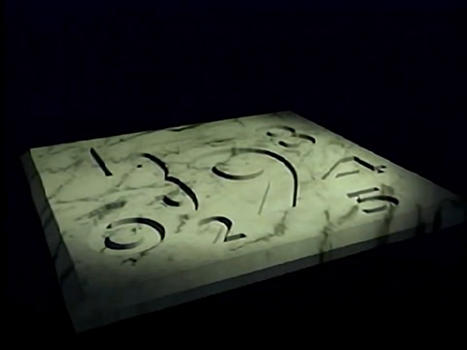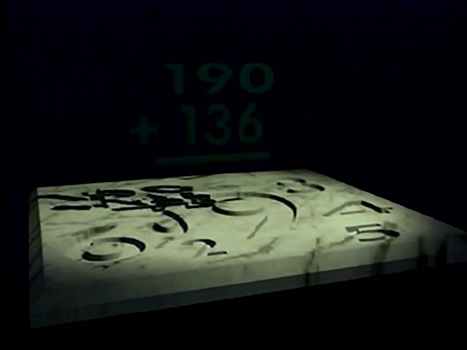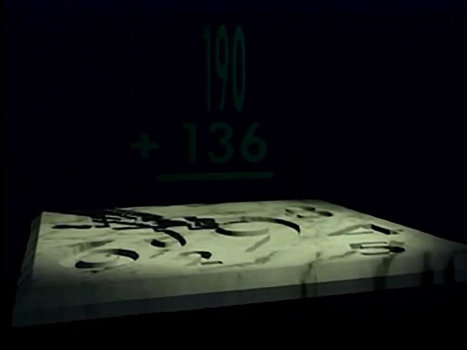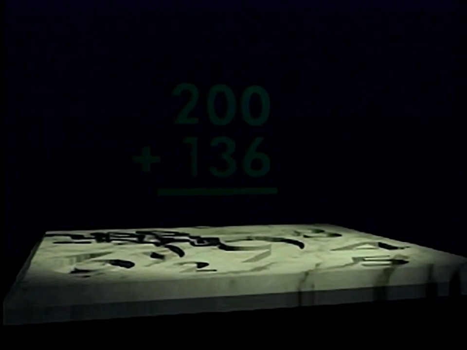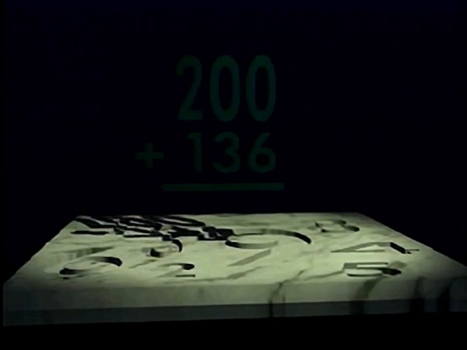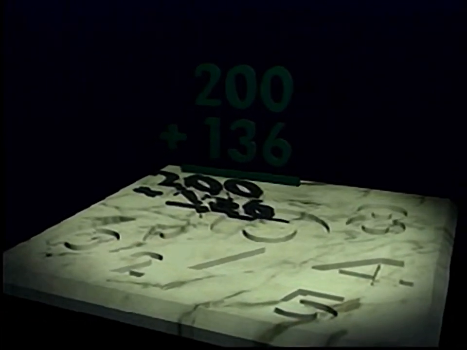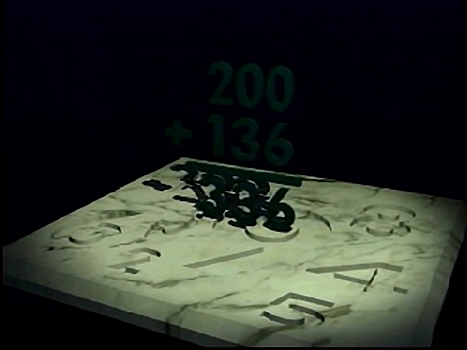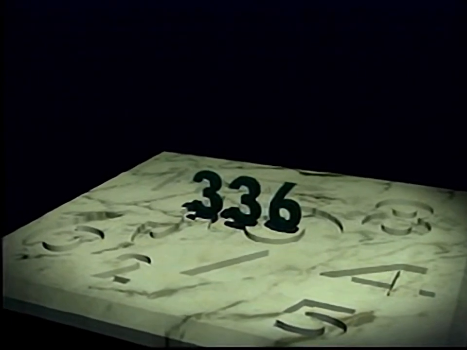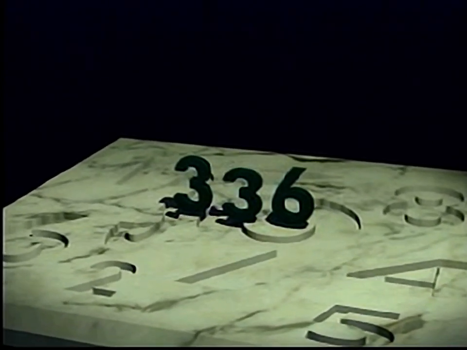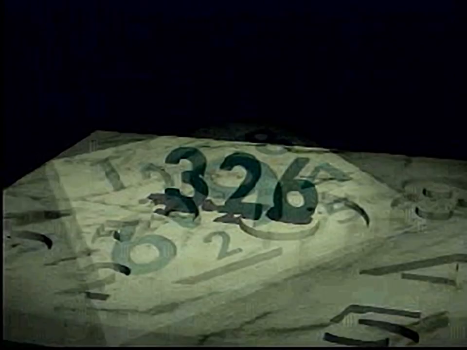Well, suppose we had 190 plus 136. Well, I just round 190 up by 10 to 200. Now we can mentally add 200 plus 136. The answer? 336. But don't forget to adjust the answer back down by 10. Our real answer is 326.